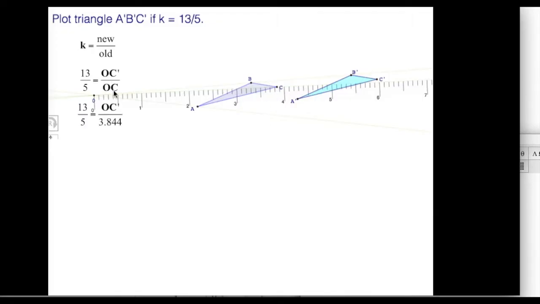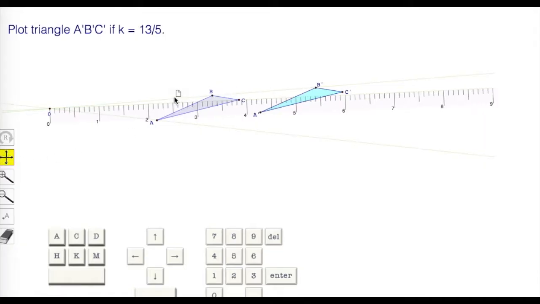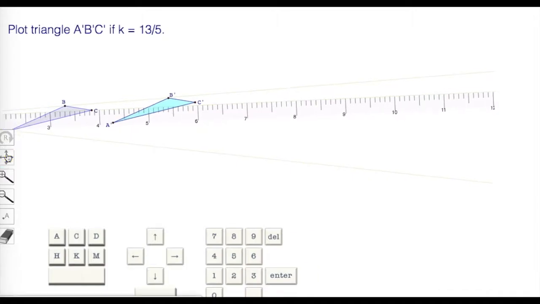I'm going to replace the O to C with 3.844, and then to calculate the O to C prime, I'm going to cross multiply the 3.844 and multiply the 13 and then divide by 5. And that will give us 9.9944, so really close to 10, extremely close to 10. Notice 10 is kind of off the screen, so I'm just going to grab this triangle, drag it over like that. Take my whole shape, drag it over, really not quite on 10, but just a little bit shy of it, just something like that. If you want, you can zoom right in on that, but I think that's good enough.